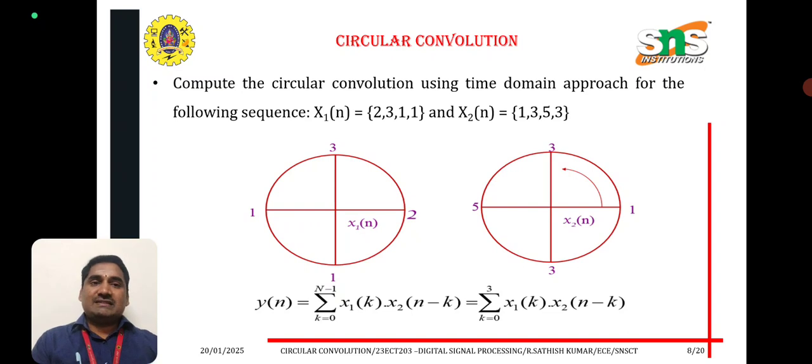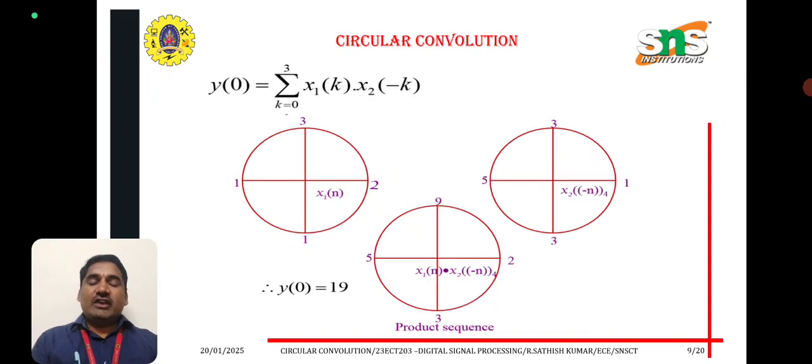Therefore, y of n is equal to summation over k. Totally there are 4 plus 4, 8 samples, so the length is 4 plus 4 minus 1, which is equal to 7, but in circular convolution we take N minus 1, which is equal to 3. Therefore, k is equal to 0 to 3, x1 of k into x2 of n minus k. Now let us go to y of 0 is equal to summation k is equal to 0 to 3 x1 of k into x2 of minus k.